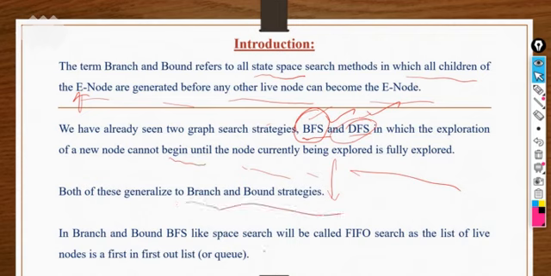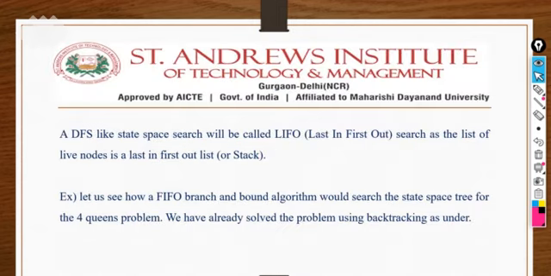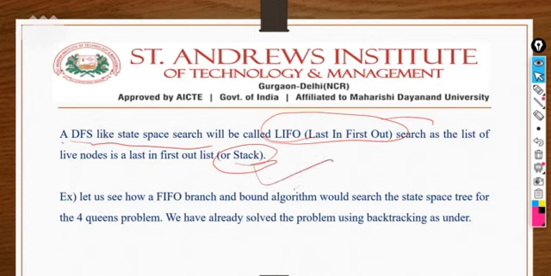Both of these generalize to branch and bound strategies. In branch and bound, BFS-like state space search is called FIFO search, first in first out search, and as the list of live nodes we use a queue. For DFS, the state space tree follows last in first out search, in which we use a stack data structure to store the live nodes.